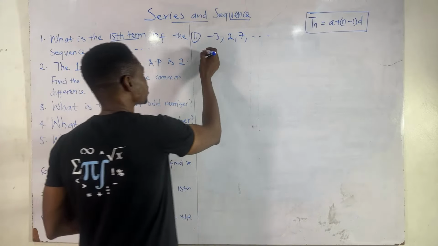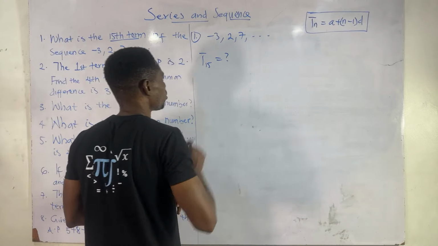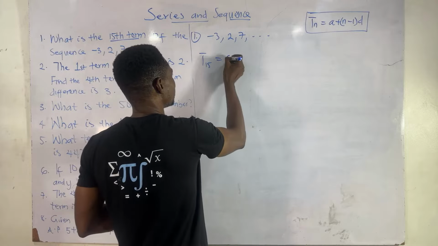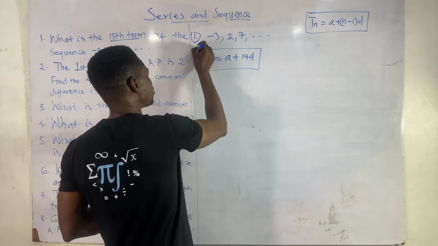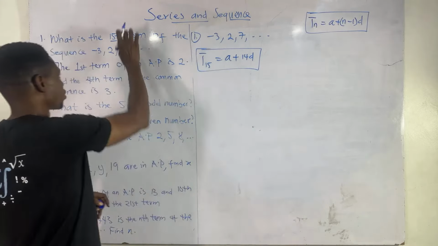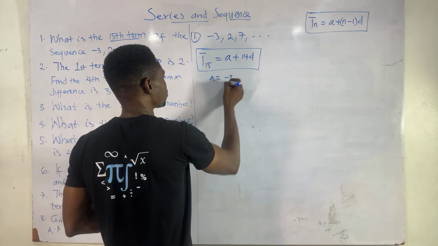So we're looking for what? T15, which we don't know. But we know that it is A plus 14D, right? So the T15 will be A plus 14D. Obvious. So now what's our A? Our A is obvious, minus 3.